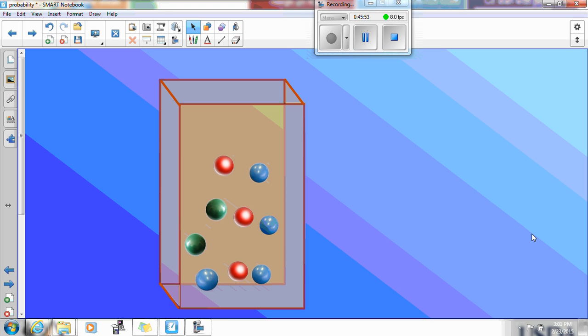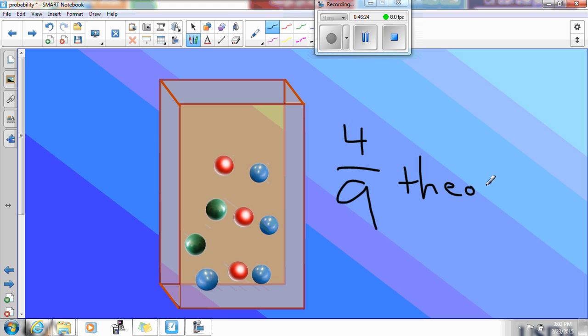Okay, that was an example of empirical. I actually had to do some sort of experiment or observation. Now, if instead I said, okay, there's 4 blue marbles and there's 9 marbles altogether, so my probability of getting a blue would be 4 out of 9. That would be a theoretical probability. And it's based on theory. There was no actual experiment. So keep those straight.